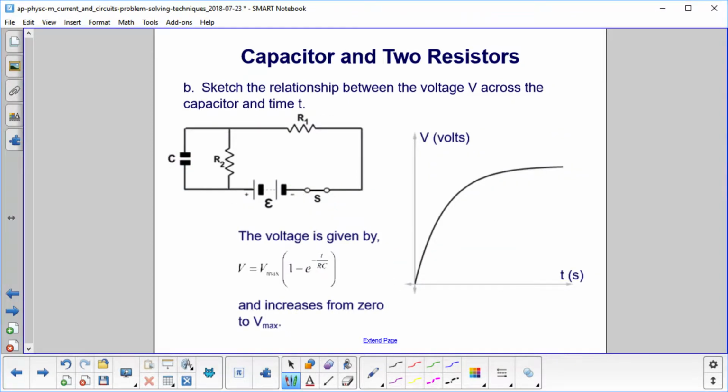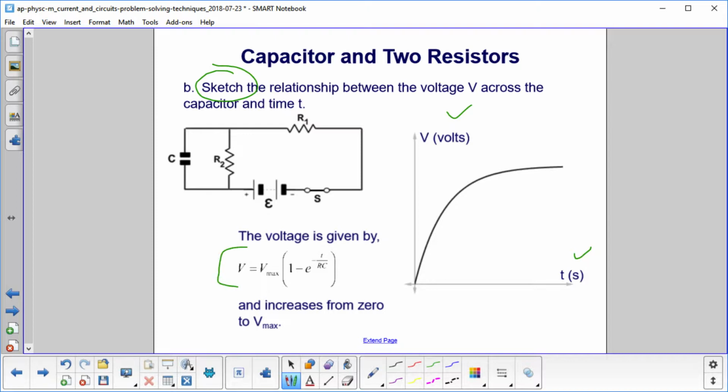Sketch the relationship between the voltage V across the capacitor and time t. The word here is sketch, so we do not have to put in any max values or minimum values or asymptote values. We just have to give a sketch. So you have a properly labeled graph, volts versus time, and we're charging the capacitor up.